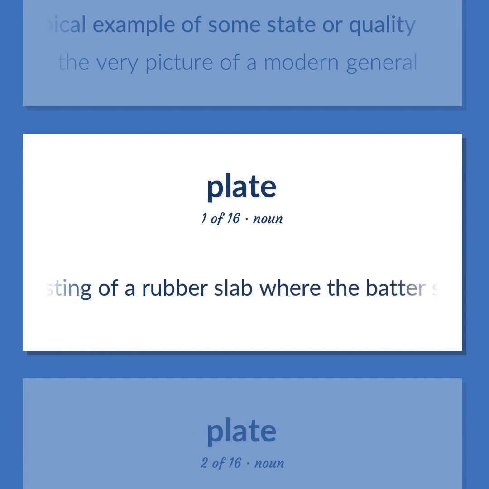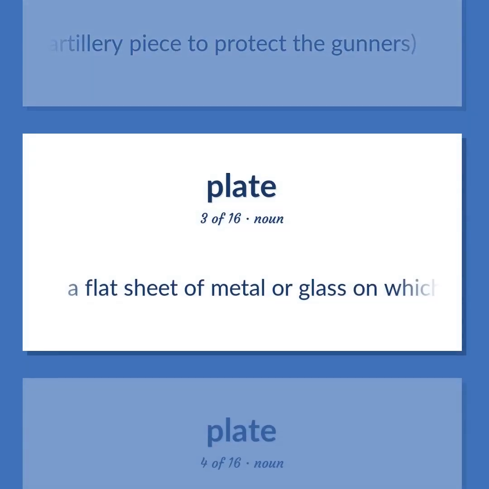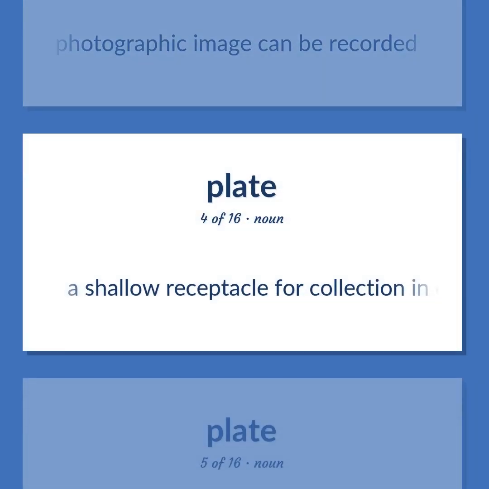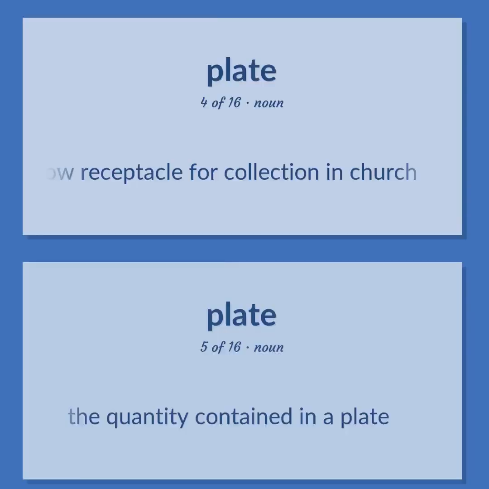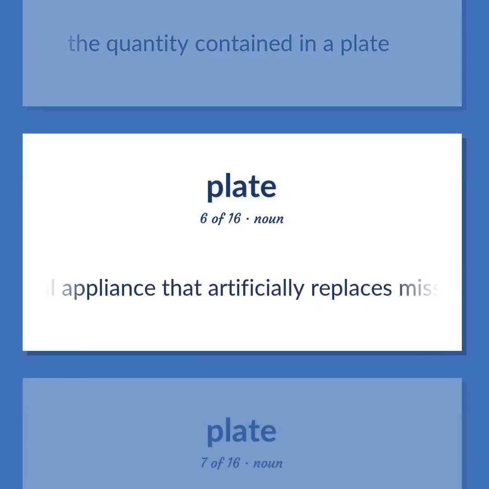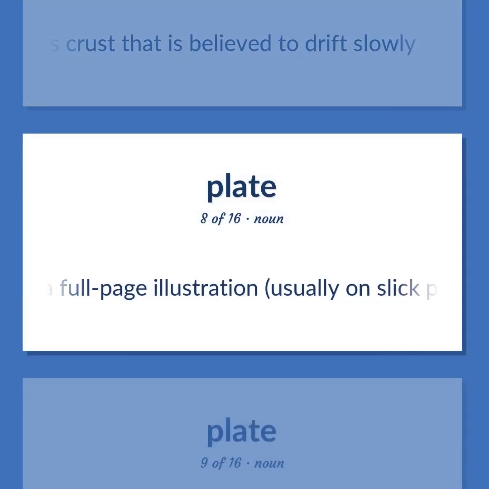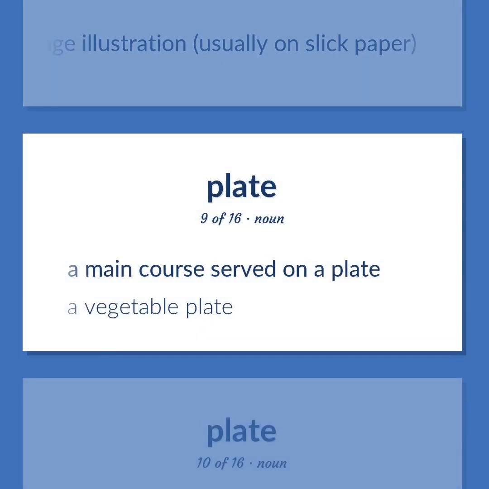Baseball. Base consisting of a rubber slab where the batter stands. It must be touched by a base runner in order to score. A metal sheathing of uniform thickness, such as the shield attached to an artillery piece to protect the gunners. A flat sheet of metal or glass on which a photographic image can be recorded. A shallow receptacle for collection in church. The quantity contained in a plate. A dental appliance that artificially replaces missing teeth. A rigid layer of the Earth's crust that is believed to drift slowly. A full-page illustration, usually on slick paper. A main course served on a plate. A vegetable plate.